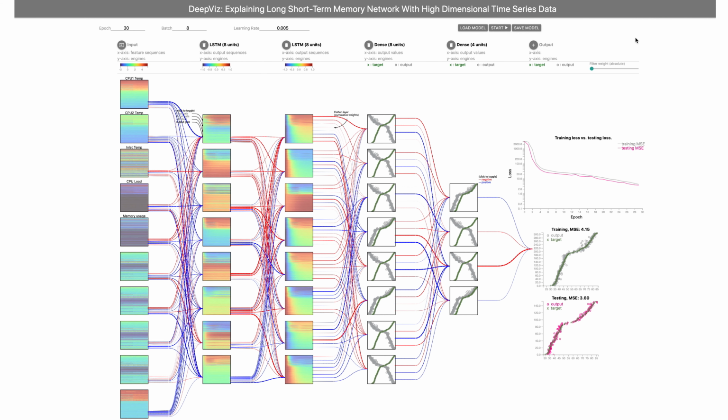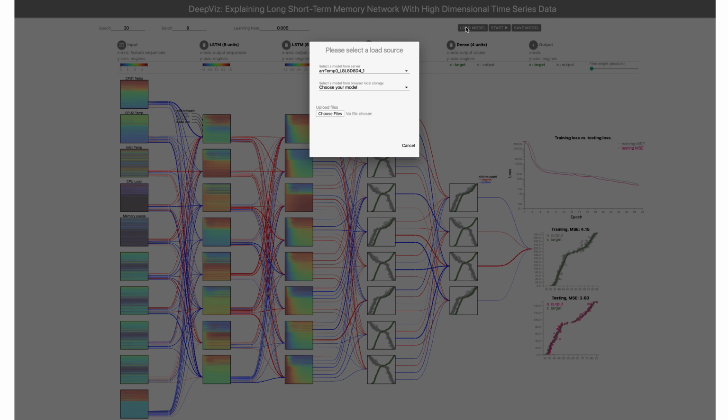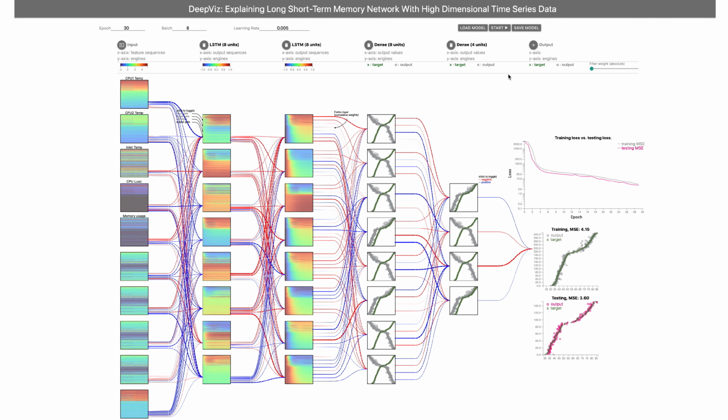Demonstration on real-world datasets. Here is the interface of DeepViz. Users can select input data from the Load Model button and then start. Users can play around with input data from High Performance Computer Center, SP500 stock data, or US employment data. Here we start with High Performance Computer Center data. Users can also save the trained model to local storage.